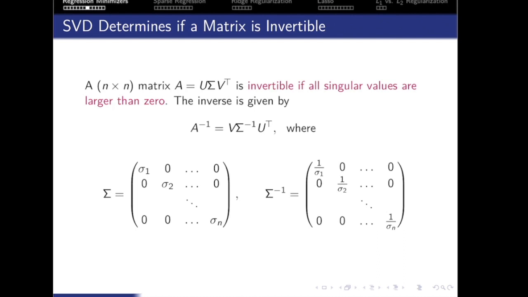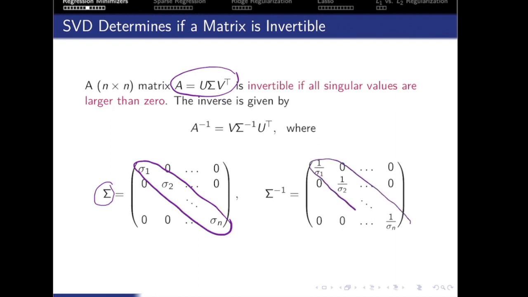So this matrix A with the singular value decomposition as denoted here is invertible if all singular values are larger than 0. And this is because in this case our matrix sigma has non-zero elements on the diagonal. And if we have a diagonal matrix with non-zero elements on the diagonal, then we can invert this matrix pretty easily by just inverting the elements on the diagonal. And of course, if one of these elements is 0, then we have a problem because then we would divide by 0, and this of course cannot be.